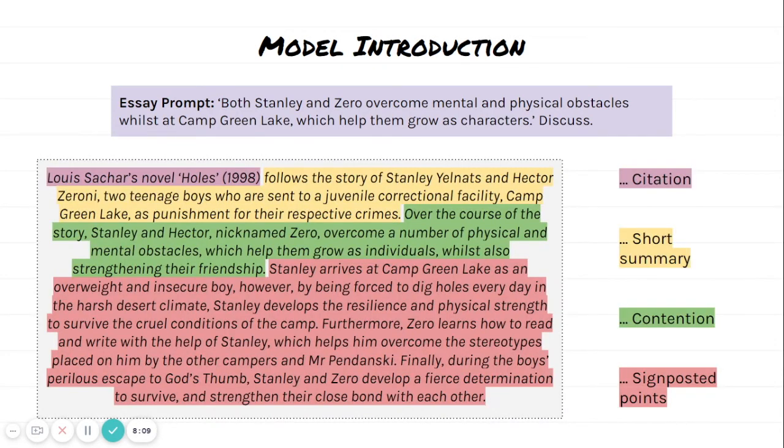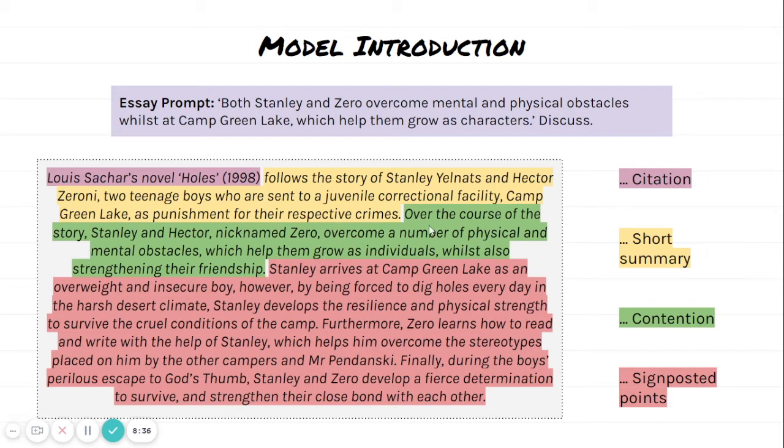So, let me break down this introduction for you guys. You can see in the purple there, Louis Sachar's novel Holes, 1998, that's my citation. So I've listed the title of the story that I'm analysing, the year that it was published, and the author's full name. And then in the yellow here, I've given a really short 1.5 sentence summary of Holes as a story.